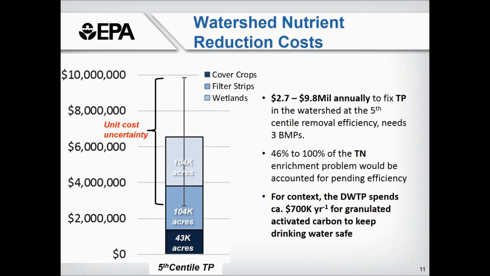crop sales. The text within each stacked bar is the acreage of cover crops, filter strips, and wetlands that would have to be implemented. With this level spent on total phosphorus reduction would come between 46% and 100% of the total nitrogen reduction requirement, pending the realized efficiencies of these agricultural best management practices for total nitrogen treatment. So for context, we note that the drinking water treatment plant on Harsha Lake is currently spending about $700,000 annually on a granulated activated carbon contactor to keep the water it treats safe to drink.